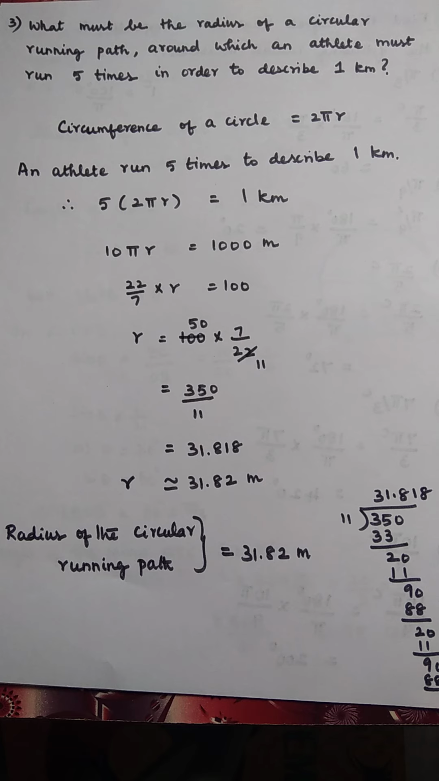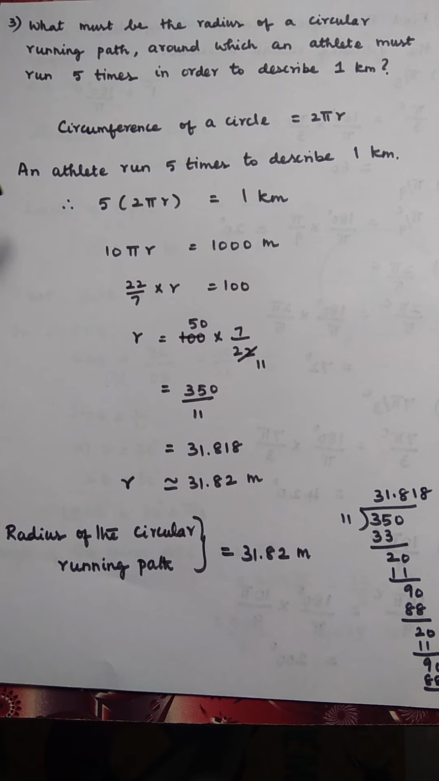Exercise 3.2, question number 3. What must be the radius of a circular running path around which an athlete must run 5 times in order to describe 1 kilometer? An athlete runs around a circular path, so we have to find the circumference of the circle. We know the circumference of a circle is 2 pi r.